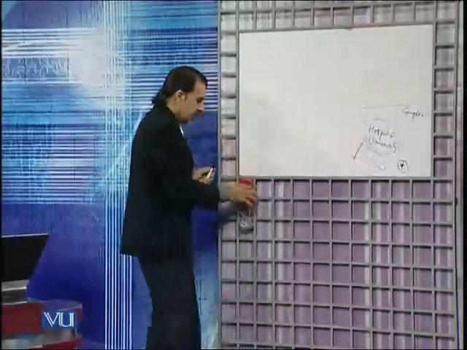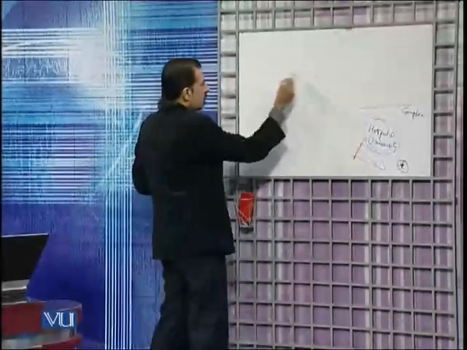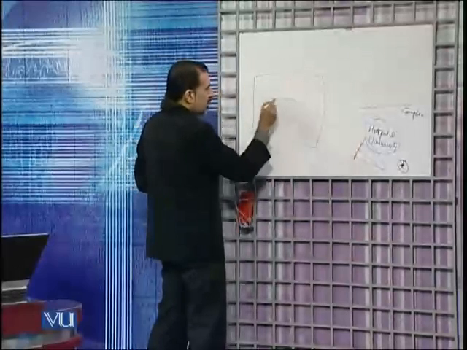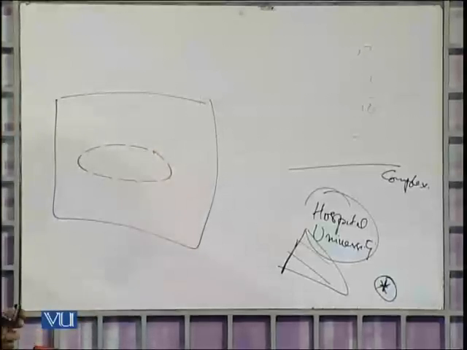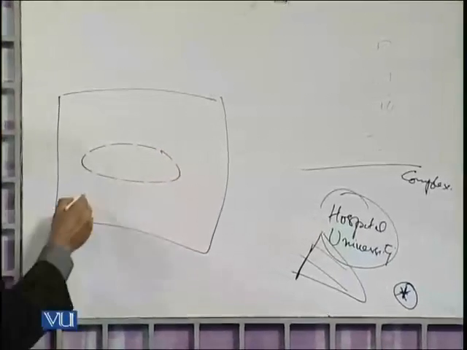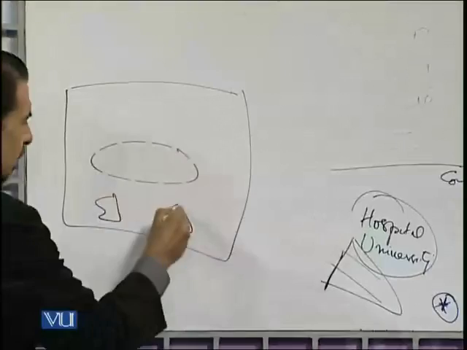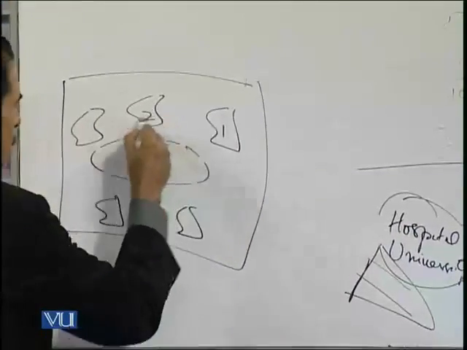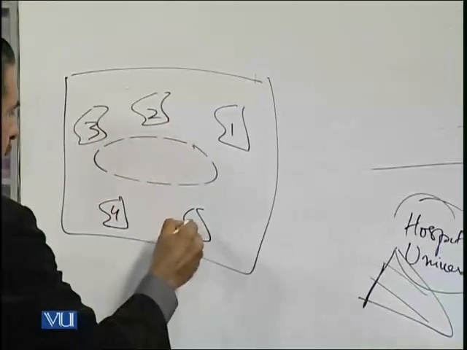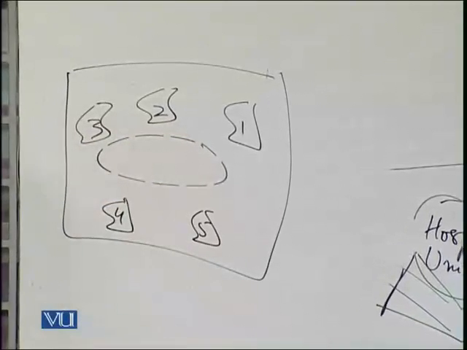If we look at this, suppose this is our total environment and this is our company present inside the environment. And suppose this environment is like this. It has 1, 2, 3, 4, 5 elements in it, suppose.